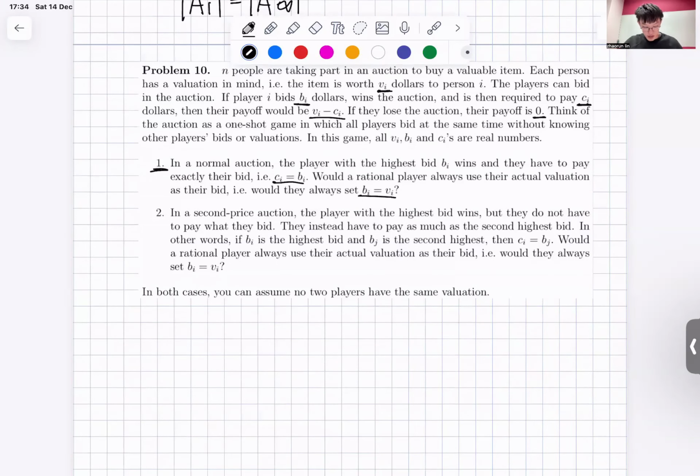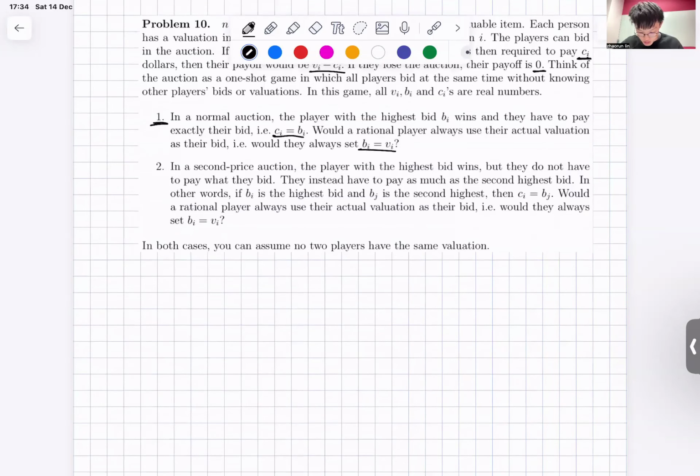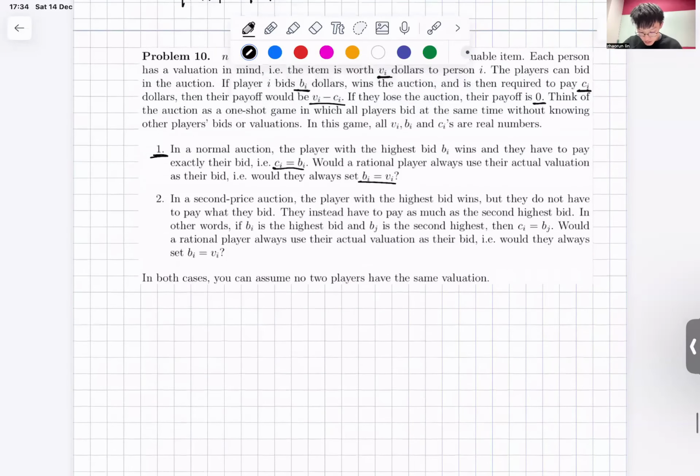But in the second part, in the second price auction, the player with the highest bid wins, but they will only have to pay the second highest bid. In this case, would a rational player always use their actual valuation? In this case, yes, because suppose bidder i is the highest bidder, we can either increase our bid or lower our bid.